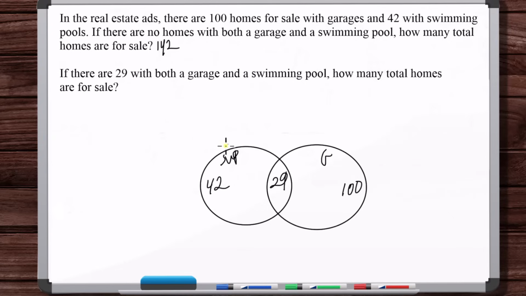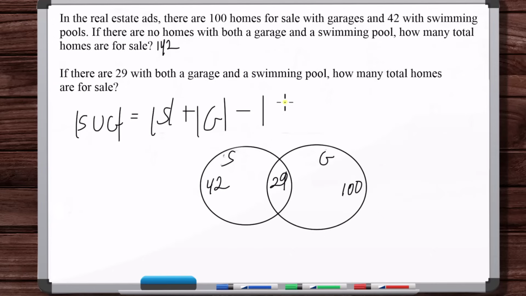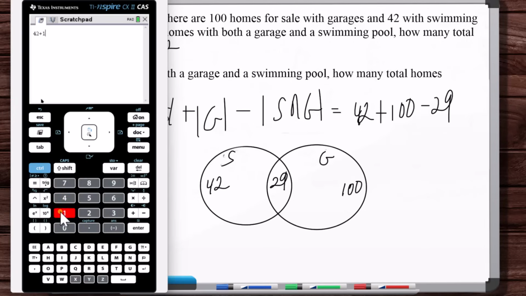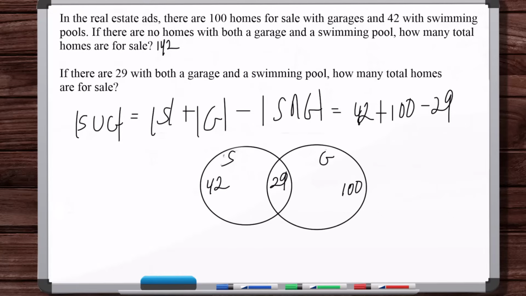So, okay, if we call this S and G, we're looking for S union G, the number of elements, right? That's all of this with no duplicates. So we know that's going to be the sum of the two sets, and then minus the overlap, right? So that's 42 plus 100 minus 29. So 42 plus 100 is 142, minus 29 is 113.